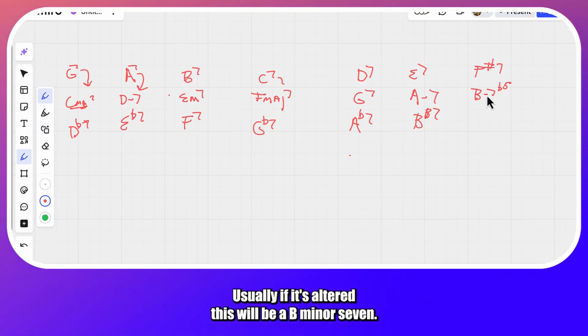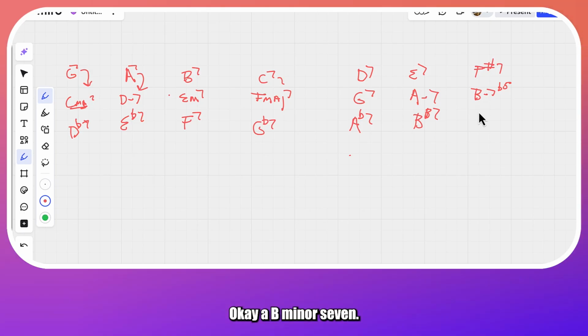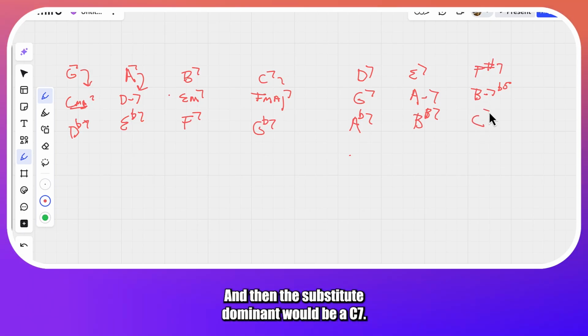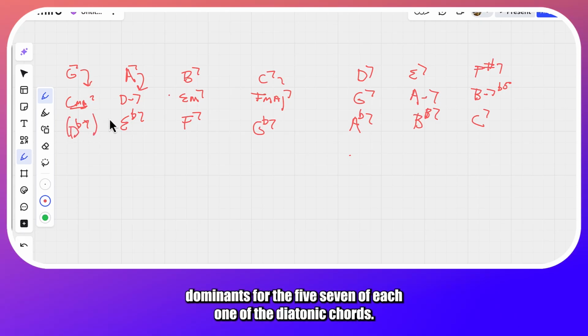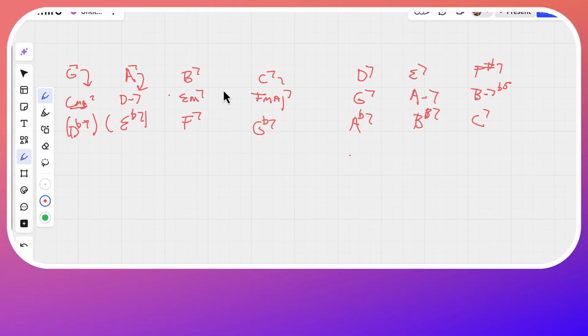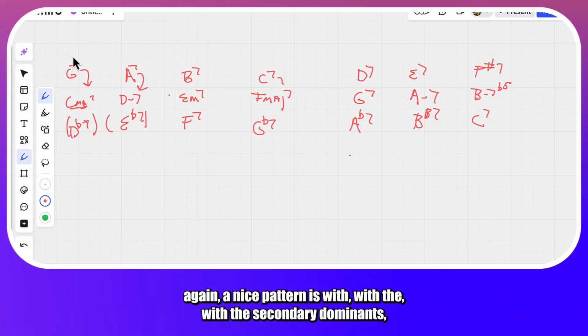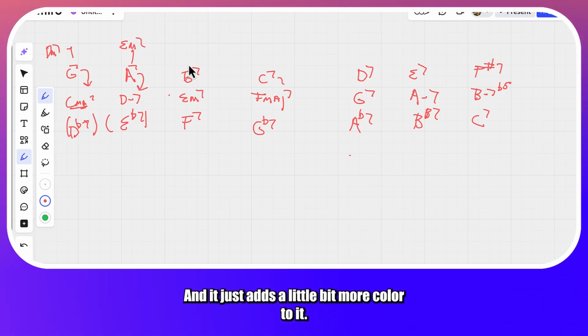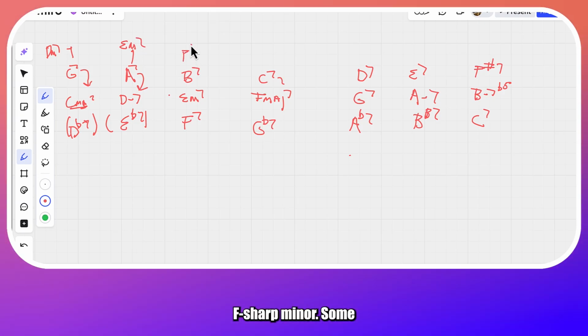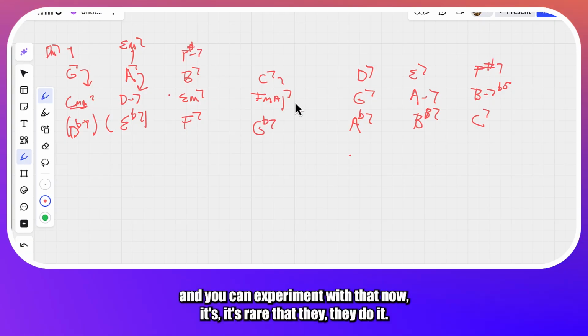There's not much functionality to that. Usually, if it's altered, this will be a B minor 7, okay, and then the substitute dominant would be a C7. But I wouldn't worry too much about this one. But these are the substitute dominants for the 5/7 of each one of the diatonic chords. And again, a nice pattern with the secondary dominants is they'll usually put a minor chord in front of them, and it just adds a little bit more color to it. F sharp minor 7, and you can experiment with that. Now it's rare that they do it.